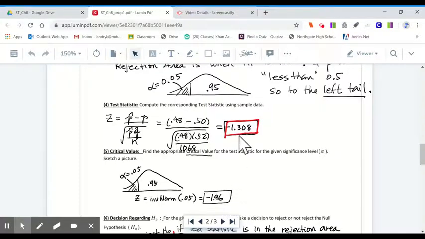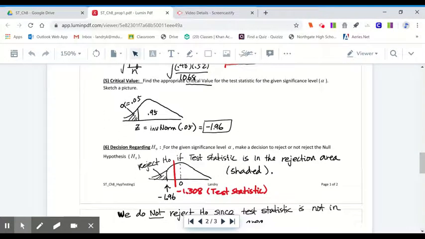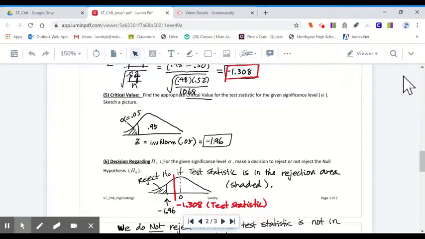Okay, so now we want to compare where in this region does negative 1.308 fall. Does it go in the rejection area or does it not? So that is our next step, is to determine, do we reject the null hypothesis or not? So negative 1.308 is between 0 and negative 1.96, which is the critical value. So the test statistic is not in the rejection area. So that means we do not reject the null.